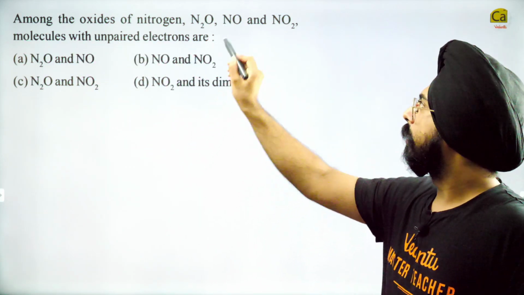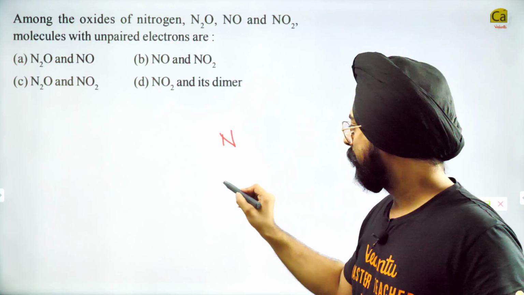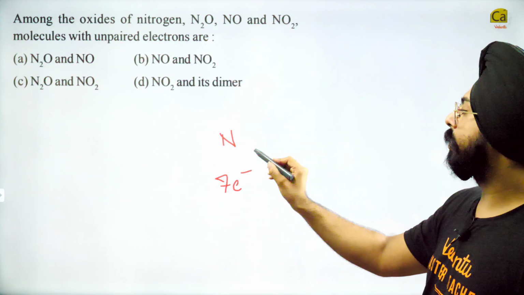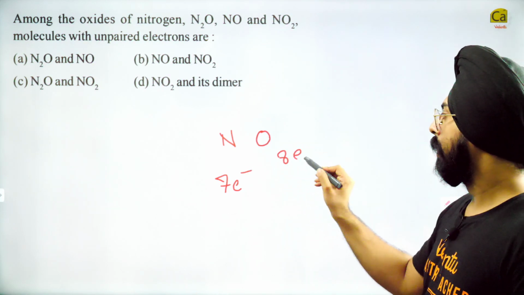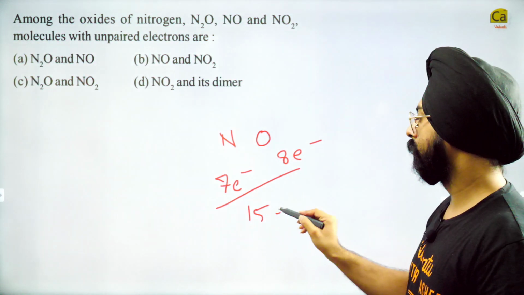See, dekho, nitrogen has how many electrons? 7 electrons overall, if I count total electrons in nitrogen. Oxygen has 8 electrons. If nitrogen and oxygen combine together, total number of electrons will be how much? 15.